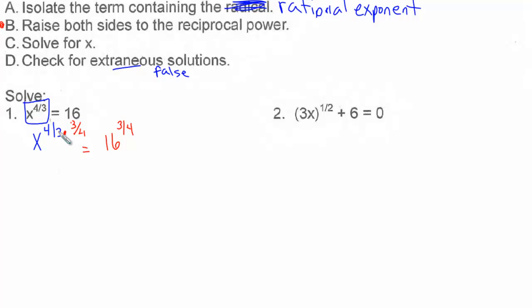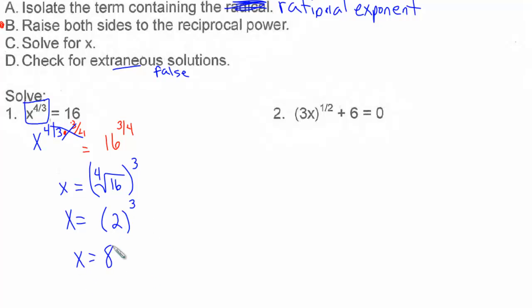So what I have is the 3's will cancel, the 4's will cancel, and that will just leave me with x is equal to the 4th root of 16 cubed. The 4th root of 16 is 2, and 2 cubed is 8. Now let's check our answer to make sure that it does work.